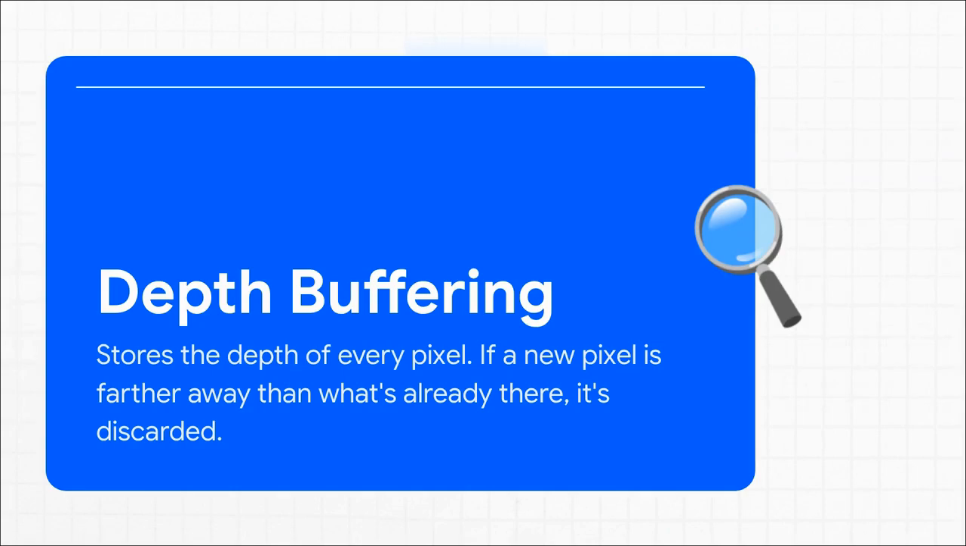Next problem. How does the GPU know that a tree is supposed to be in front of a wall and not clipping right through it? It uses something called depth buffering, and it's a brilliantly simple solution. For every single pixel in the image, the GPU also keeps track of how far away the object at that pixel is. So before it draws a new pixel, it just asks a simple question. Is this new thing closer to the camera than what's already here? If the answer is yes, it draws it. If no, it just throws that pixel away. Simple, but absolutely fundamental to making a 3D scene make any sense.